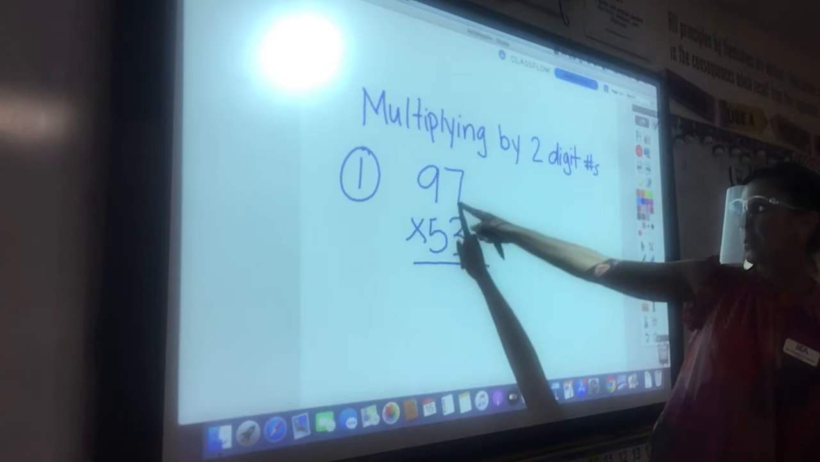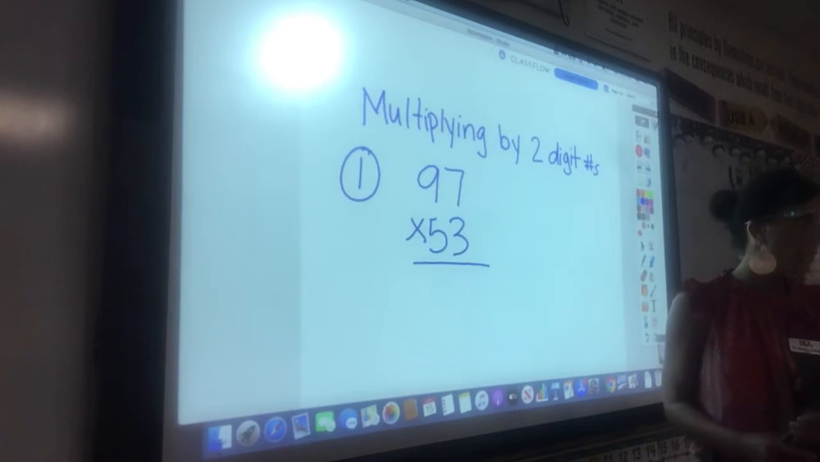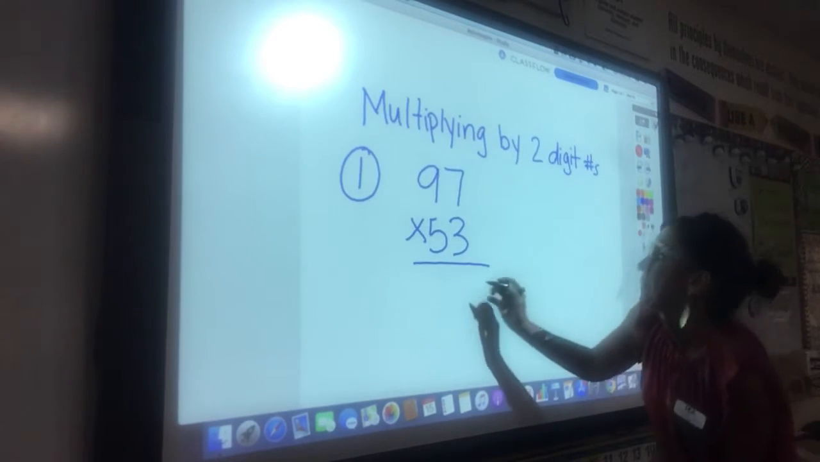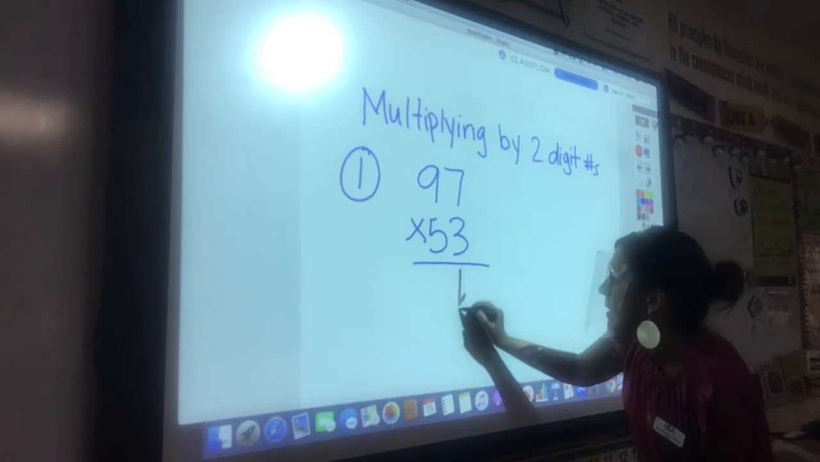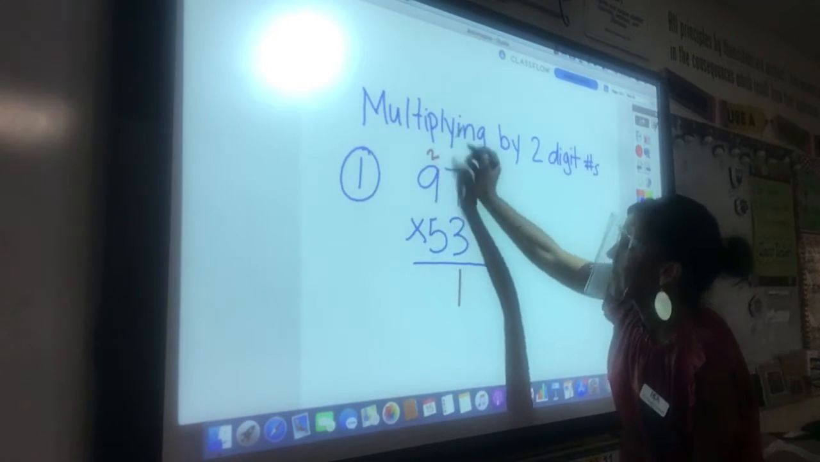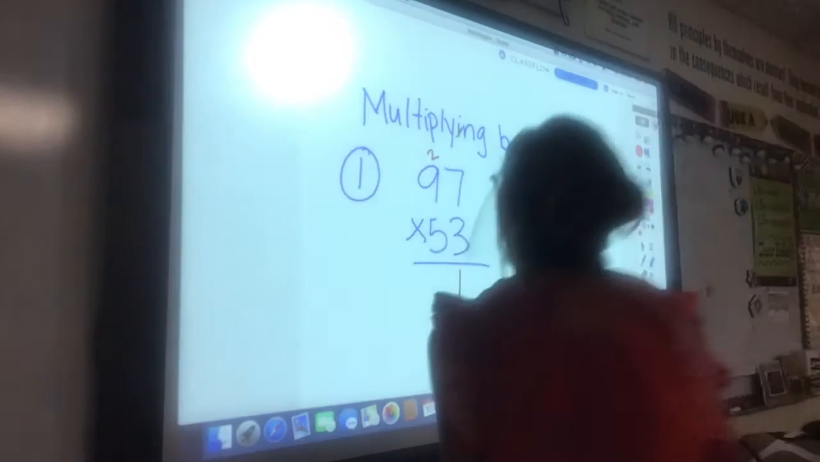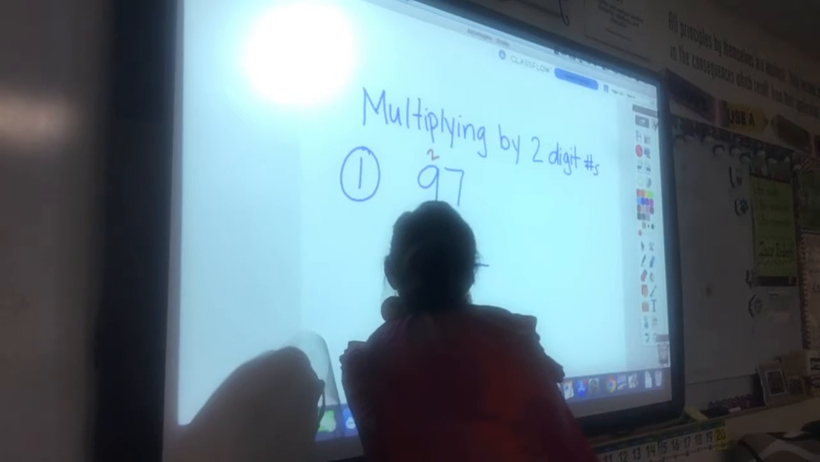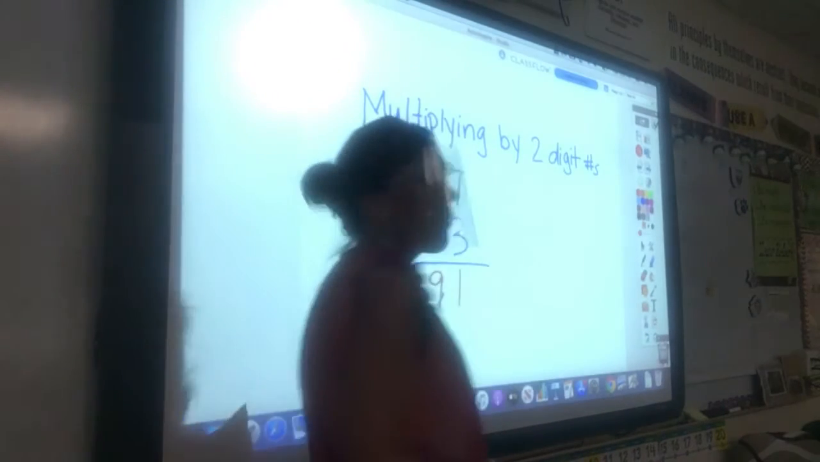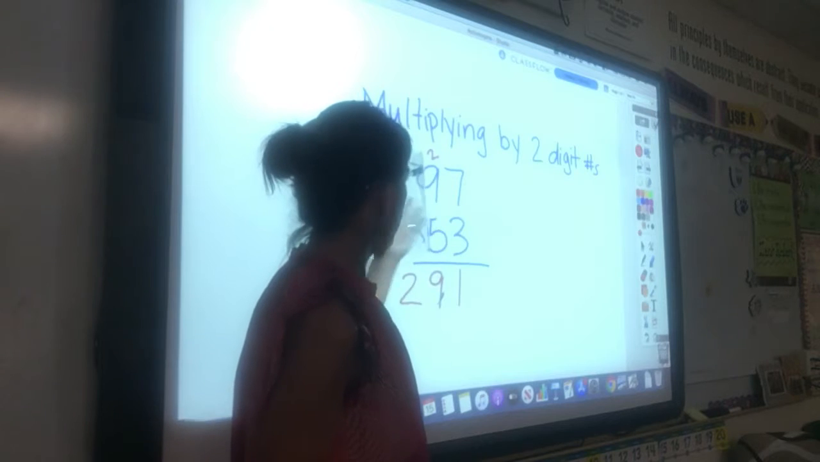So we need to do 3 times 7. So what do we get when we multiply 3 times 7, Mason? 21. So we're going to put our 1 here, and our 2's coming up here. Okay, and then we need to multiply 3 times 9, but then we still need to add the 2 to it because we had to bring the 2 up. So Maddie, what do we get for that? 27, and then add 2, so then it'd be 29. Exactly.